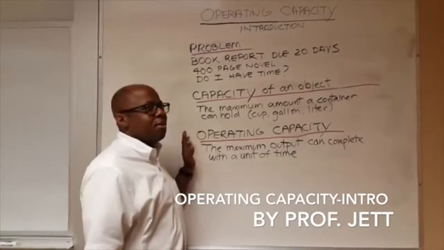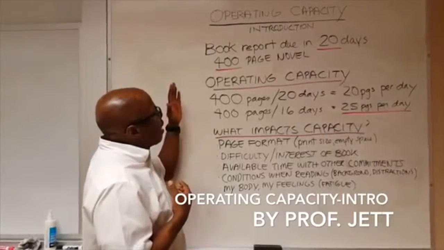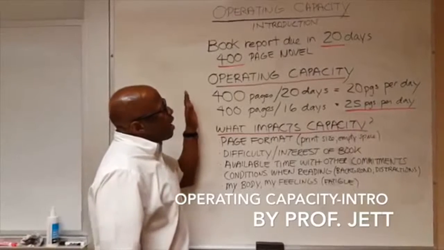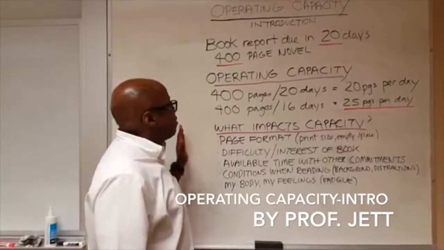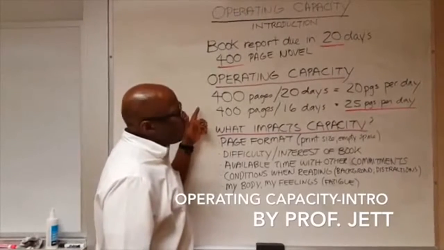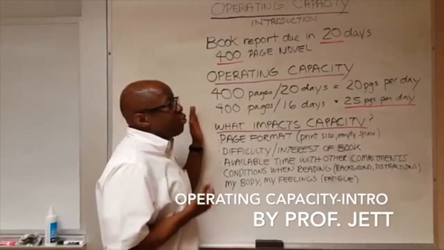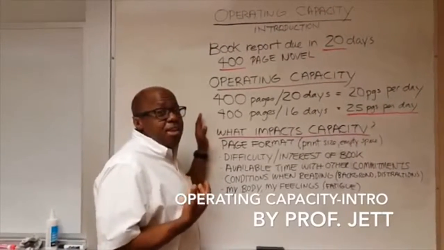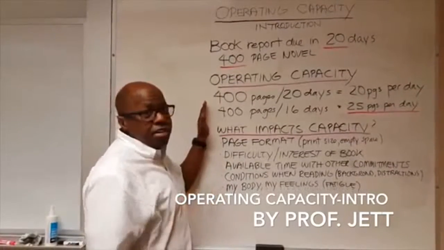So here we go. Imagine that I'm trying to figure out how to do this book report in 20 days, and how this would work if I have a 400-page novel. The novel's 400 pages and there are 20 days to do it, so that means I would need to do 20 pages per day. That's the capacity that I would need to demonstrate in order to finish according to the deadline.